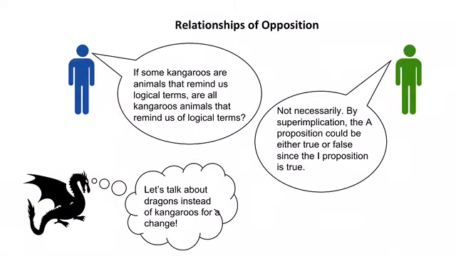And then our folks start thinking about that. The fellow in blue says, if some kangaroos are animals that remind us of logical terms, are all kangaroos animals that remind us of logical terms? And the fellow in green says, not necessarily. By super implication, the A proposition could be either true or false, since the I proposition is true. All right, those are the relationships of opposition that we have seen on the square of opposition. And of course, Logic Dragon is thinking, let's talk about dragons instead of kangaroos for a change.